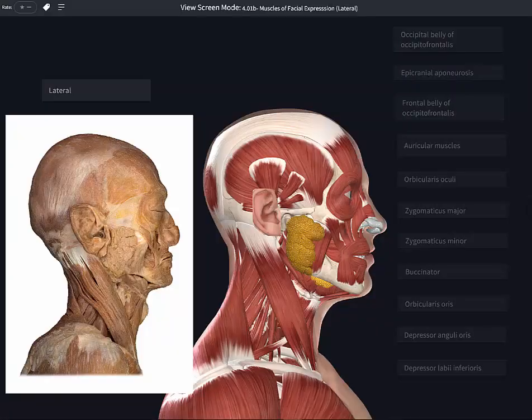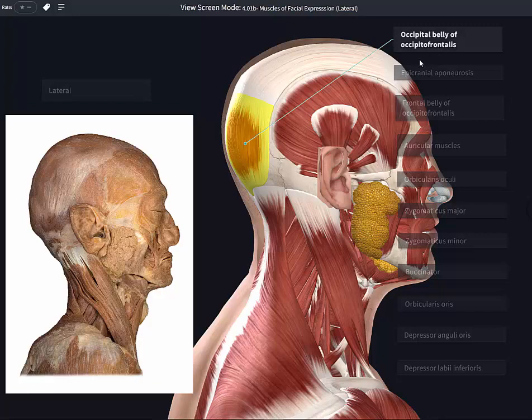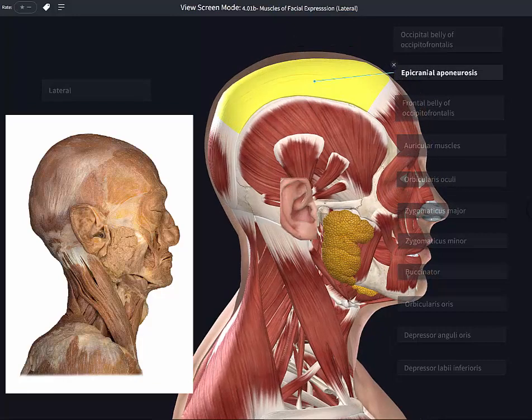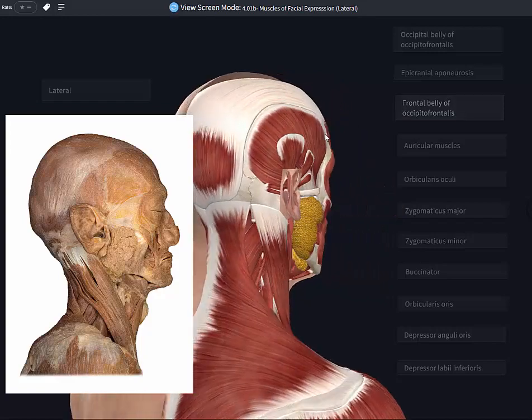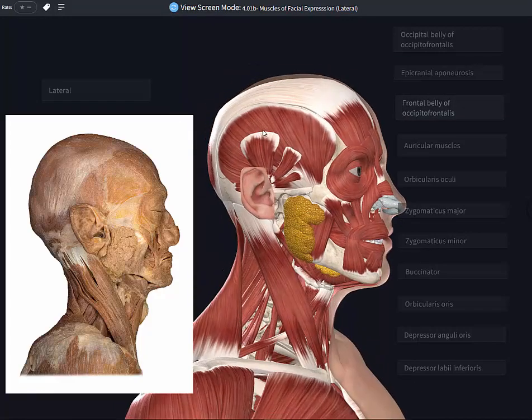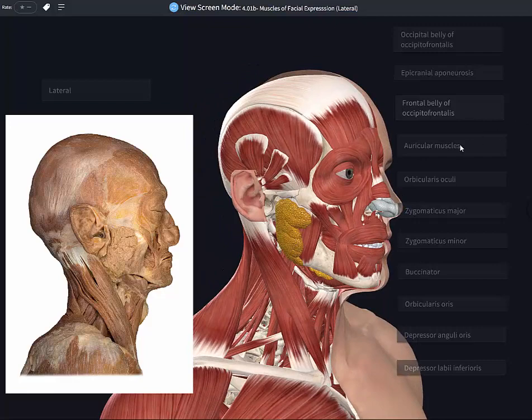Let's have a look at the muscles of facial expression from a lateral perspective. We have the occipital belly of the occipitofrontalis. This is the epicranial aponeurosis, which connects the occipital belly of the occipitofrontalis and the frontal belly of the occipitofrontalis. Alternatively, we can also just call them frontalis and occipitalis. That kind of makes just as much sense in my mind.